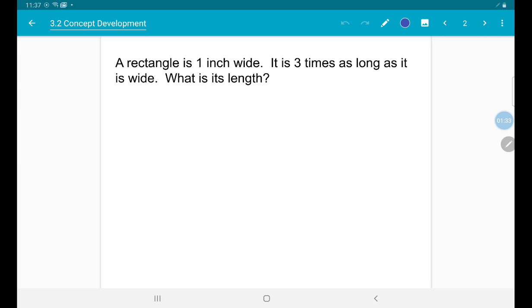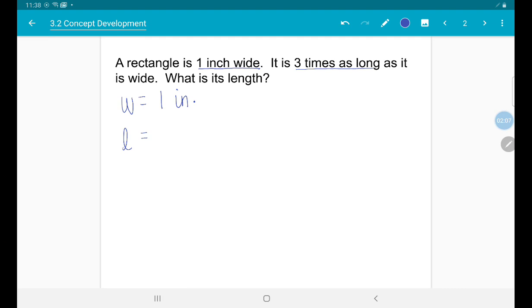So the first problem we're going to look at: a rectangle is 1 inch wide. It is 3 times as long as it is wide. What is its length? So we know that it's 1 inch wide, so I'm going to go ahead and just list what I know. Width equals 1 inch. It is 3 times as long as it is wide. What is its length? So our length is unknown. It's what we're solving for.